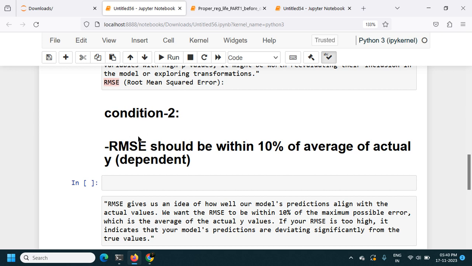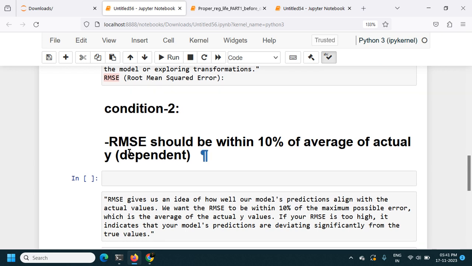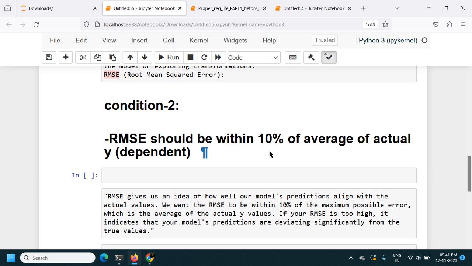So we will first take the square of the error, then we will take the mean of that. After that, to normalize, we will take the root of that. That's why it's called root mean squared error. So that RMSE of the residual, meaning the error, should be within 10% of the average of actual y.